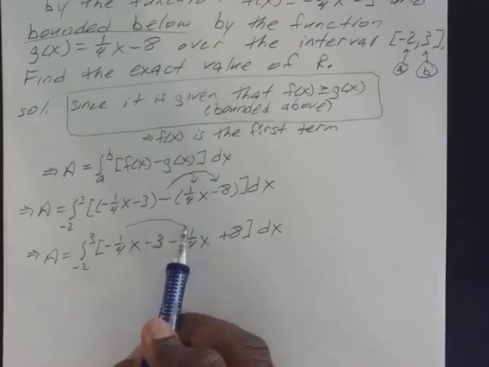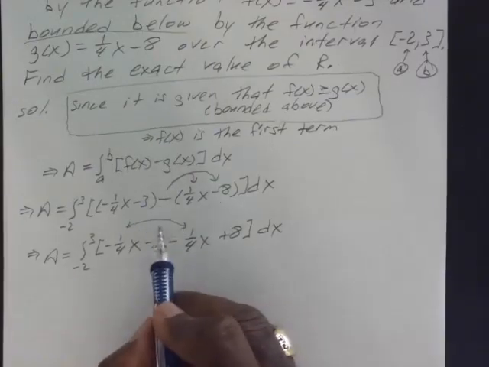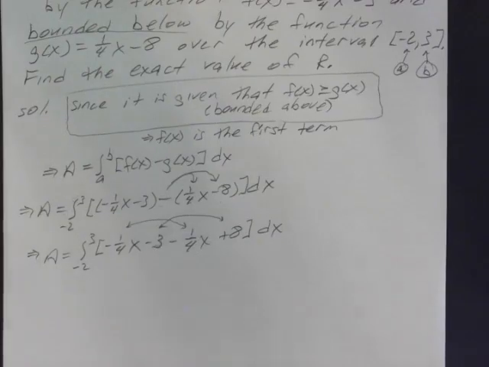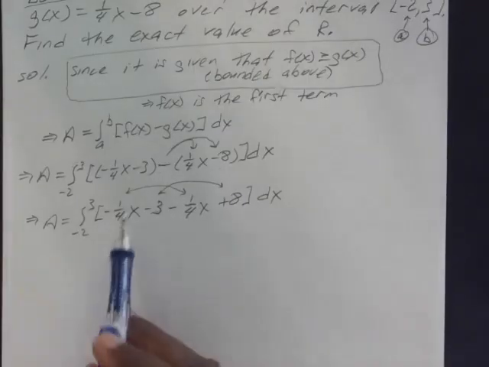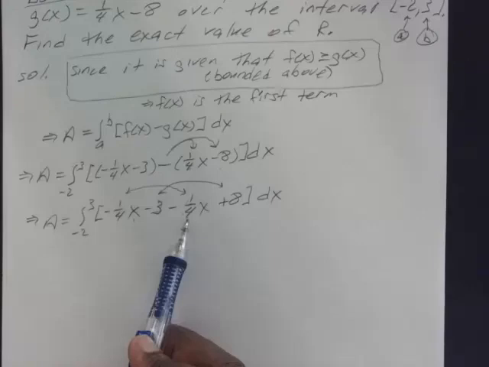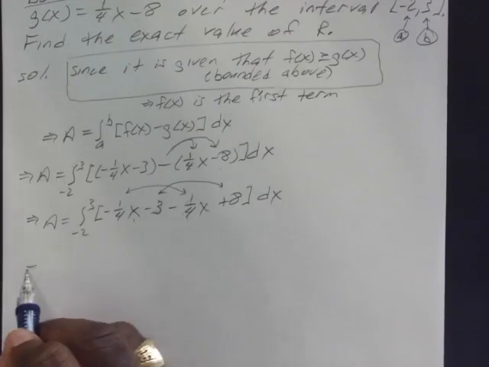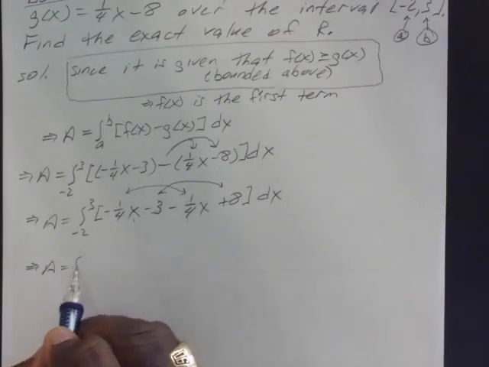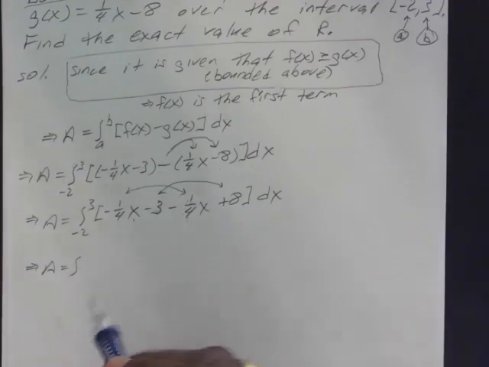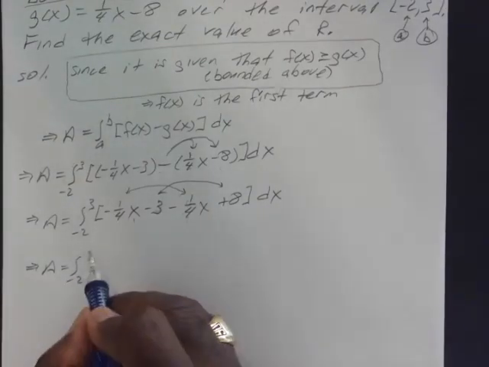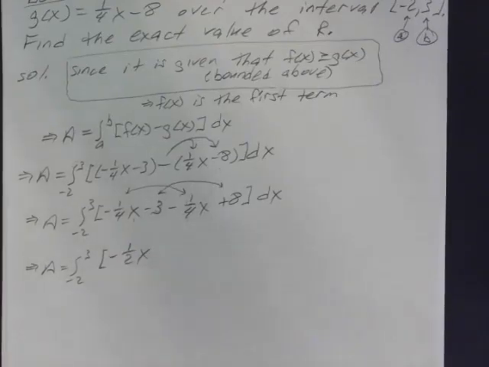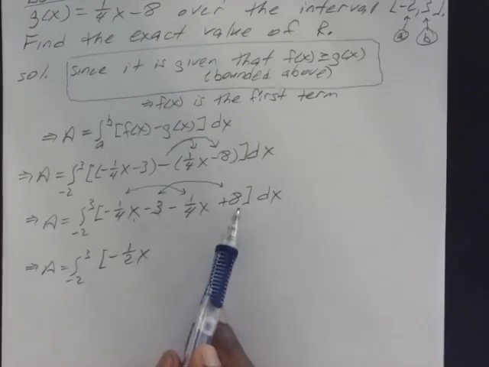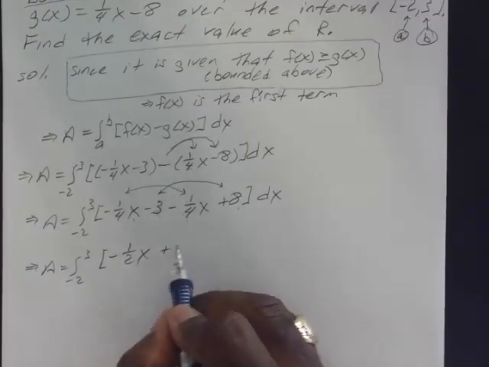All right, so we can go ahead and combine our like terms. So -1/4 x minus 1/4 x is just -2/4 x. So we can simplify that to just -1/2 x, from -2 to 3, and -3 plus 8, just make that +5.